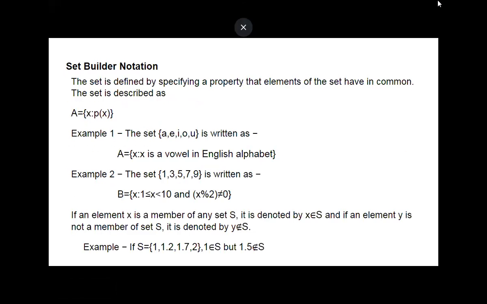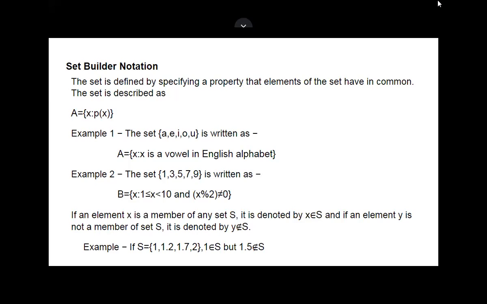Then how is the set builder notation taken? A is x such that x is a vowel in the English alphabet. Okay, x is a vowel in the English alphabet. It will be the a, e, i, o, u set. Getting? Then the second example we have taken is the set of 1, 3, 5, 7, 9, how will it be written there?